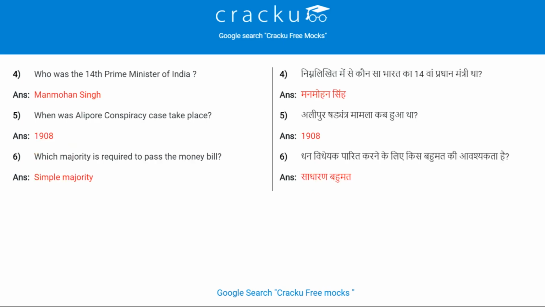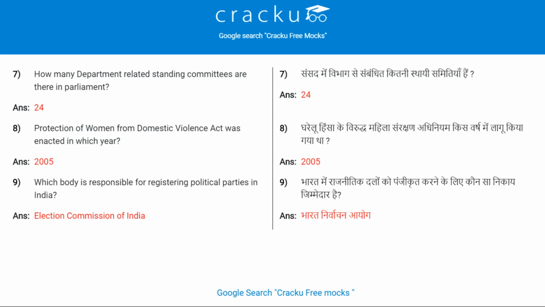Who was the 14th Prime Minister of India? Manmohan Singh. When did the Alipore conspiracy case take place? 1908. Which majority is required to pass the money bill? Simple majority. How many department-related standing committees are there in Parliament?